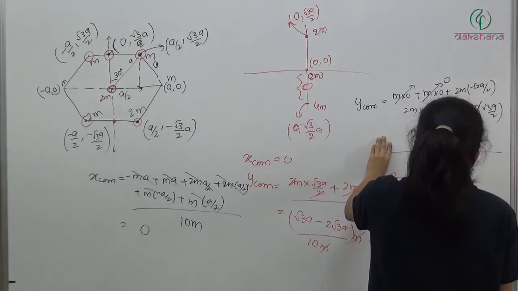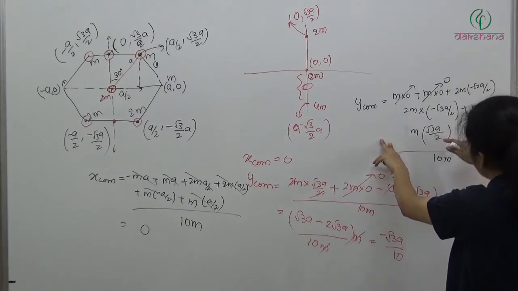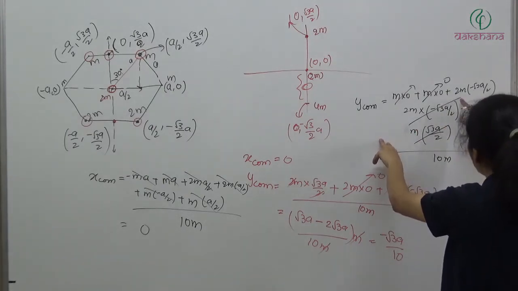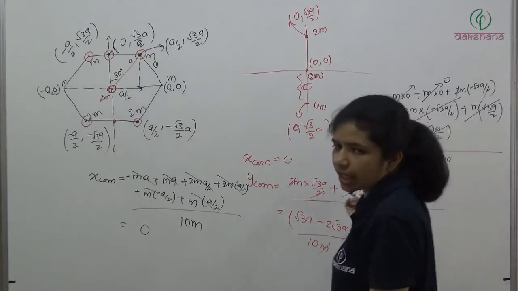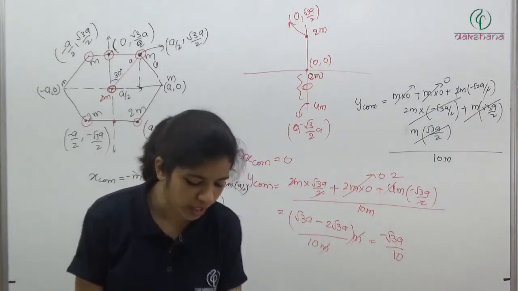Some of them will get cancelled. So here we have m root 3a by 2, m root 3a by 2, and 2m root 3a by 2. So this plus this minus. So now it is getting cancelled. So root 3, minus root 3a by 10, m will get cancelled. So minus root 3a by 10. Clear? So from here also we are getting the same result.